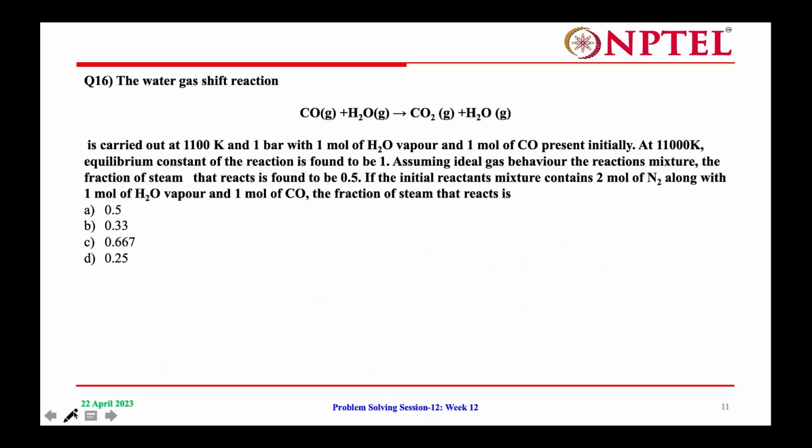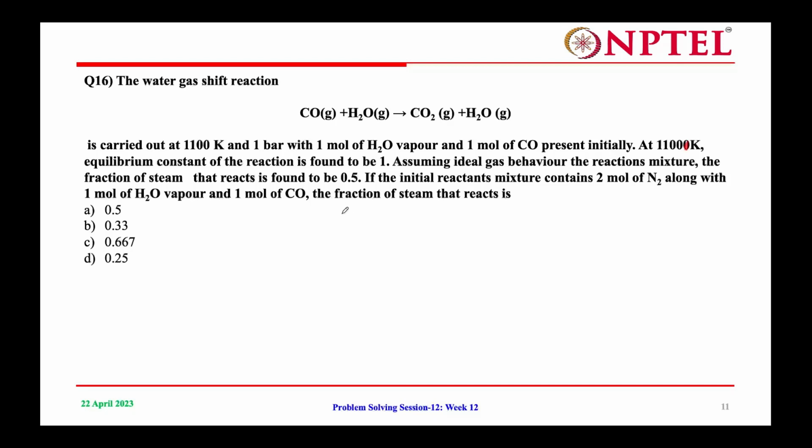Now moving to question number 16. The water gas shift reaction, CO plus H2O gives CO2 and H2, is carried out at 1100 Kelvin and 1 bar with 1 mole of H2O vapor and 1 mole of CO present initially. At 1100 Kelvin, the equilibrium constant of the reaction is found to be 1. Assuming ideal gas behavior, the fraction of steam that reacts is found to be 0.5. If the initial reactant mixture contains 2 moles of N2 along with 1 mole of H2O vapor and 1 mole of CO, the fraction of steam that reacts.